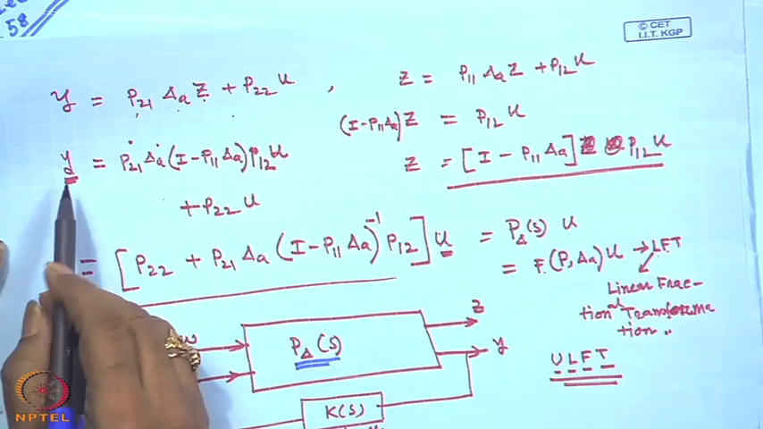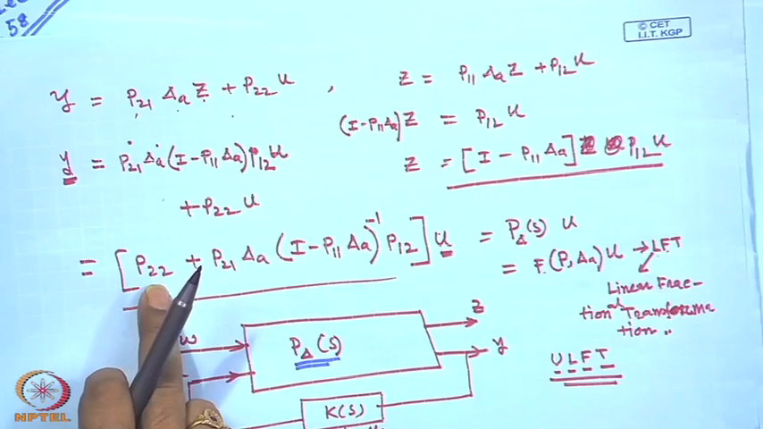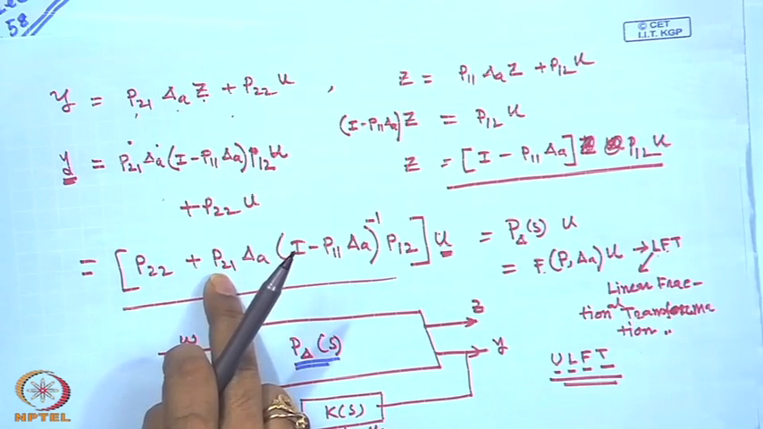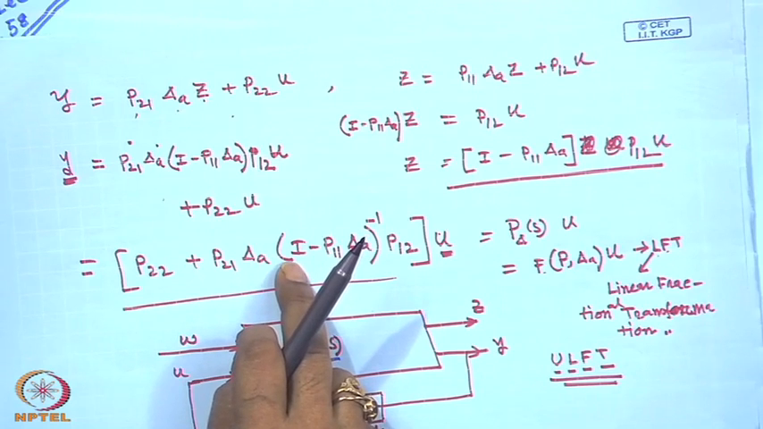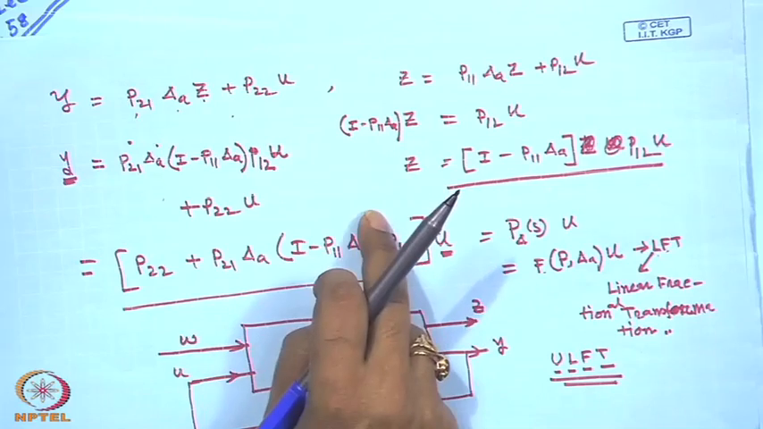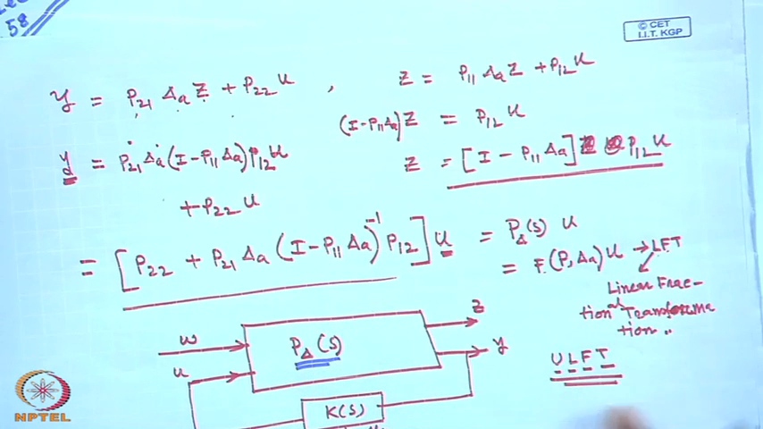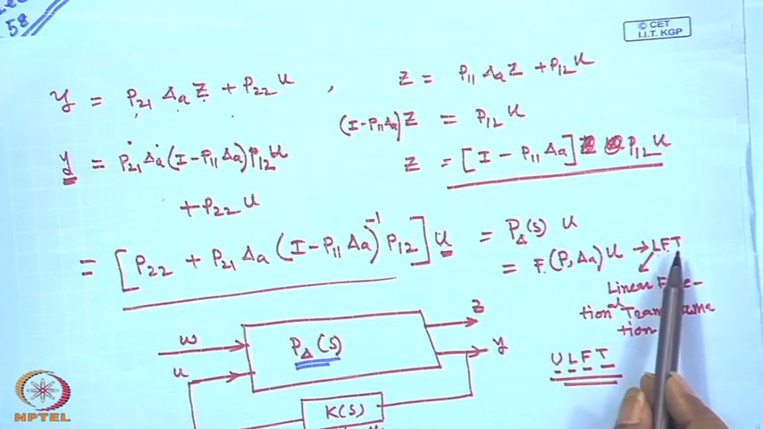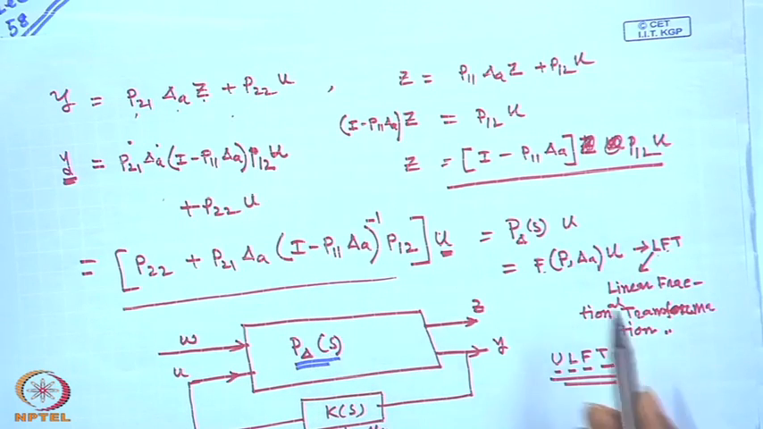So, how will you get it? Remember this relationship between output and the input. Since the outer loop is merged to the P block, the last row, that means P 22, it will start with P 22. So, the first index is P 22, then next will be P 21, then delta A perturbation, bracket I, where I is identity matrix of proper dimension, then P 11, then delta A whole inverse. Since the first index is already used, the second index will come last, so it will be P 12 multiplied by this. So, it is called the linear fractional transformation, LFT. Since the upper block is merged to a P block, it is called upper linear fractional transformation.